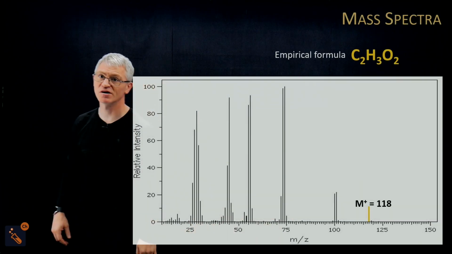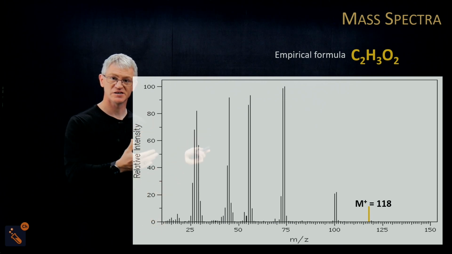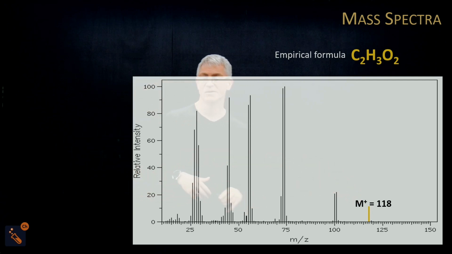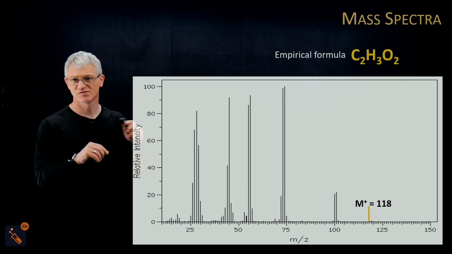And we've now got our mass spectrum. I've labelled this because it's hard on a video to see. I've labelled the M+ down here as 118. Now again, stop the video. What do you do with 118 at this point? Stop the video, do your calculation.